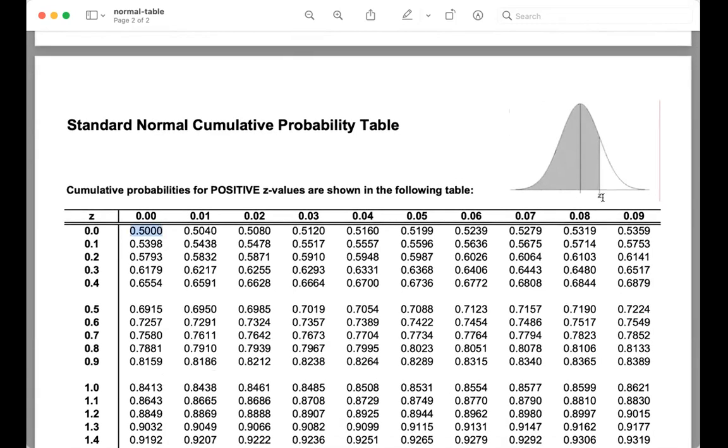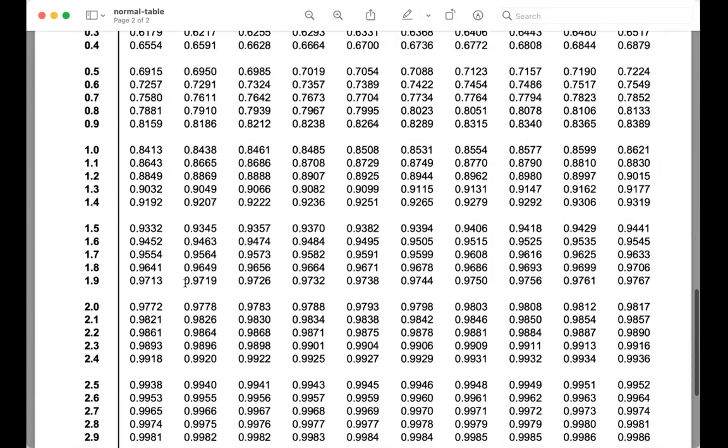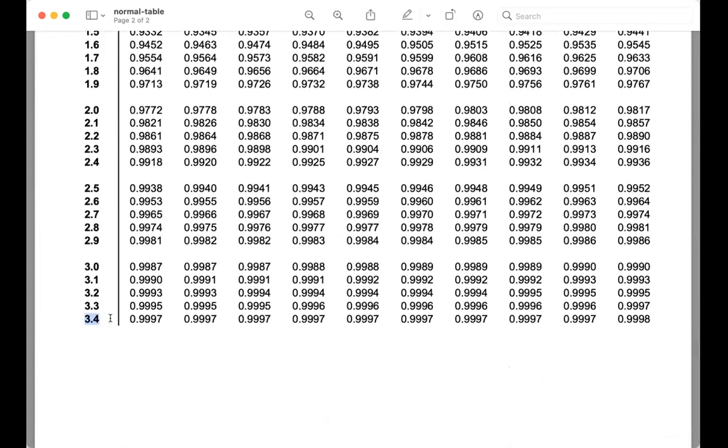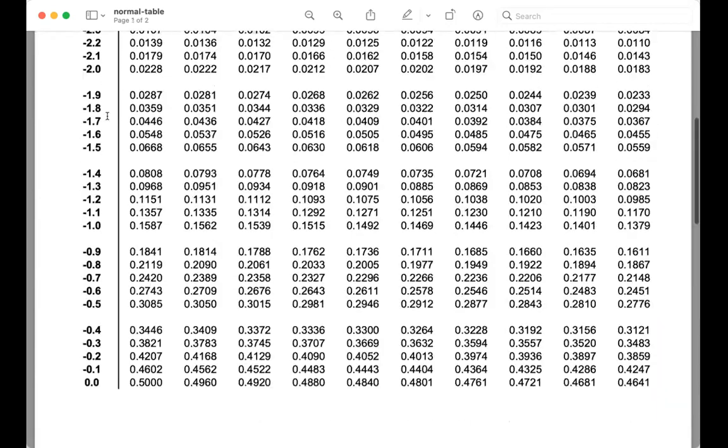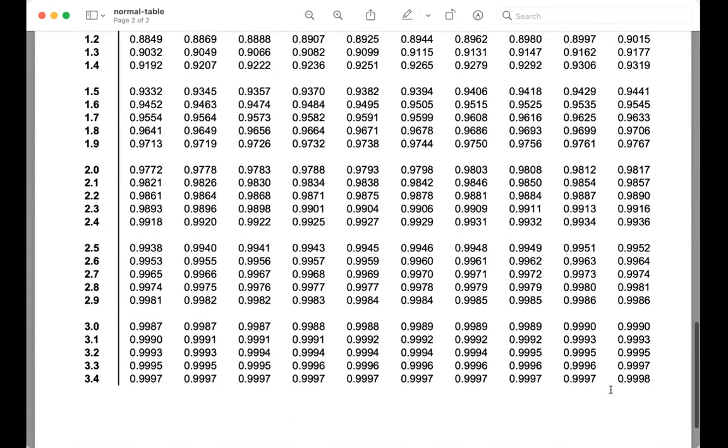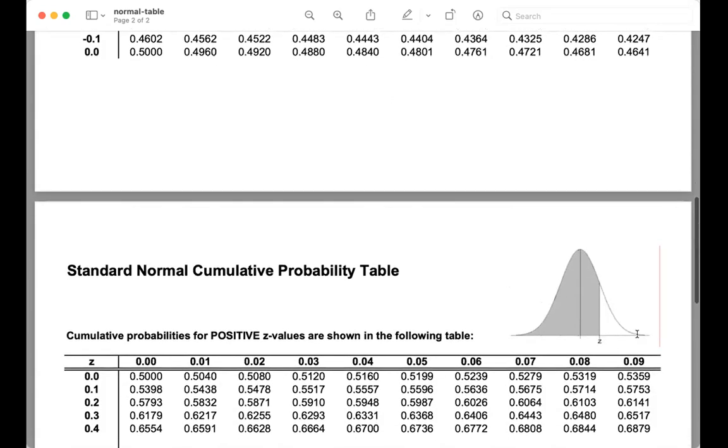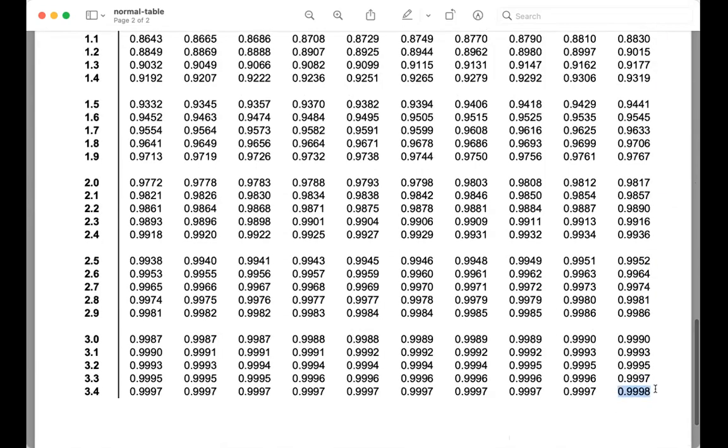Again, when Z is 0, the probability is 0.5 on one side. And the table can go all the way to 3.49. So the probability there, and these are the positives, and these are the negatives. So you just scroll. This one would be 0.9998. So it's almost over here, and the probability is almost all of it, except for a tiny bit. So you can read the tables this way.